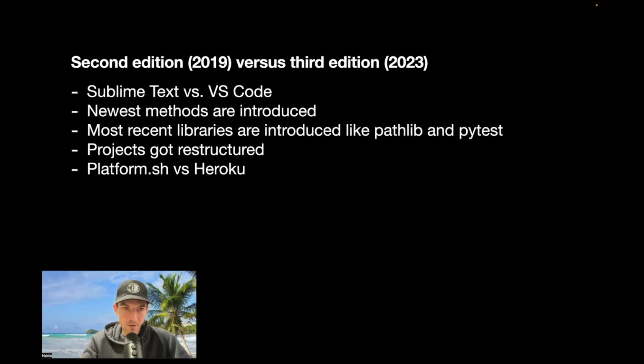Then, to keep up with the times, the newest methods and newest libraries are introduced, like Pathlib and PyTest. And on top of that, the projects in the second part got restructured. They are more logical now. And last but not least, we use Platform.sh instead of Heroku as a platform to deploy our web app to. It is just a platform, it doesn't really matter, but it is a difference. But as a quick spoiler, I think at least 95% of the second edition got transferred to the third edition. So the changes aren't that dramatic.